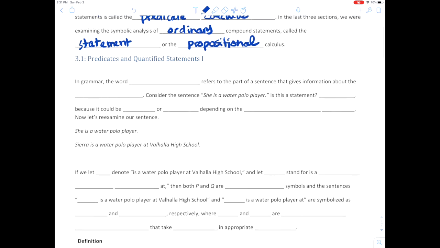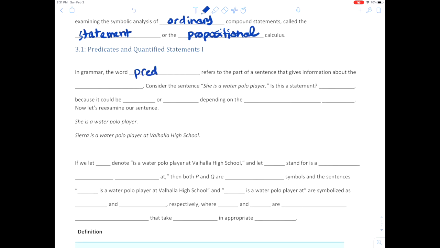So in grammar, the word predicate refers to the part of a sentence that gives information about the subject. Consider the sentence, she is a water polo player. Is this a statement? What did we know about a statement? A statement either has to be true or it has to be false, but it can't be both, right? And so this one, we don't know enough about it. It's ambiguous, right? Because it could be true or false depending on the pronoun she.